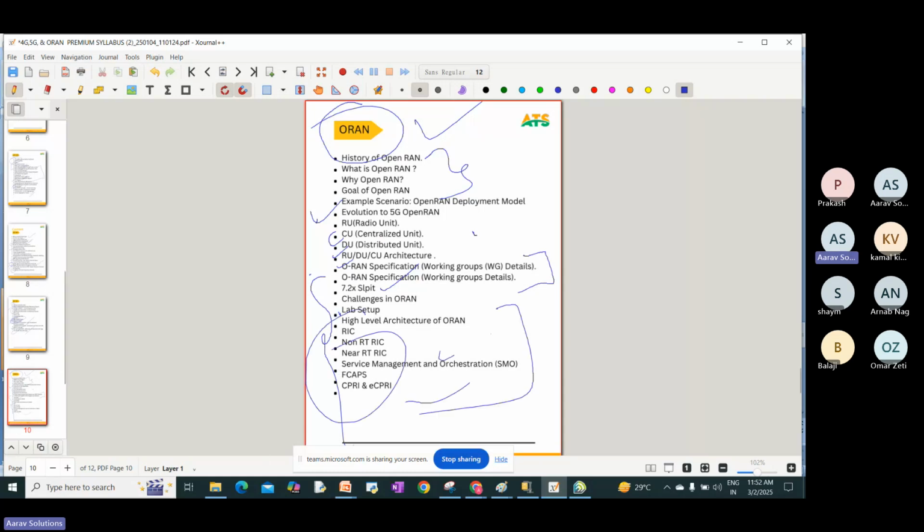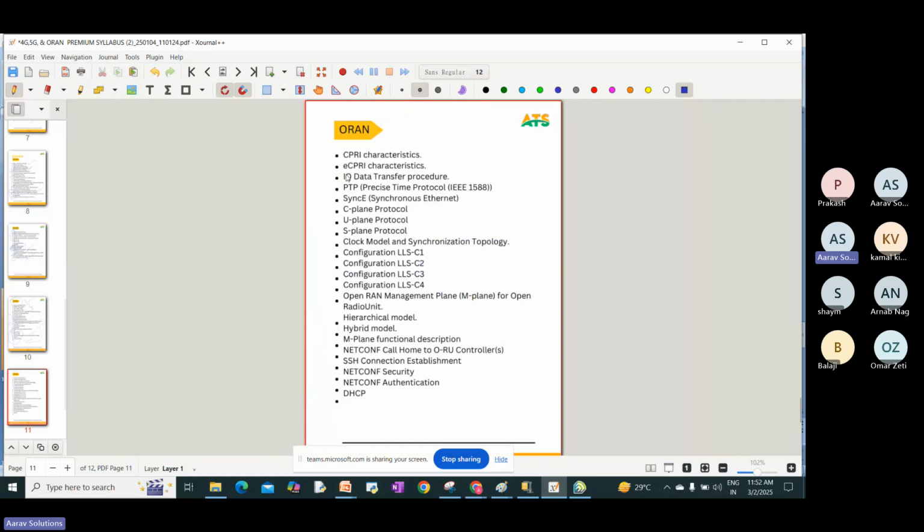Now the architecture of ORAN. Then we have three planes: S plane, P plane, U plane. We will understand what the functionality is; those are kind of the backbone of your fronthaul. Then different models we have: hierarchical, hybrid. Similarly we have CUS and S plane, different topologies we have. Similarly we have M plane.